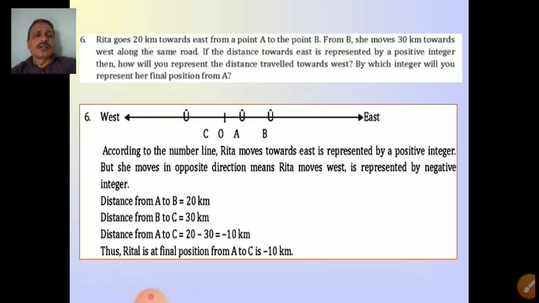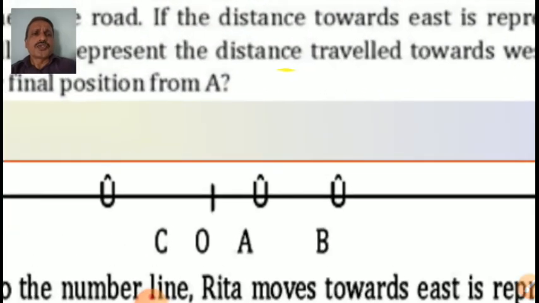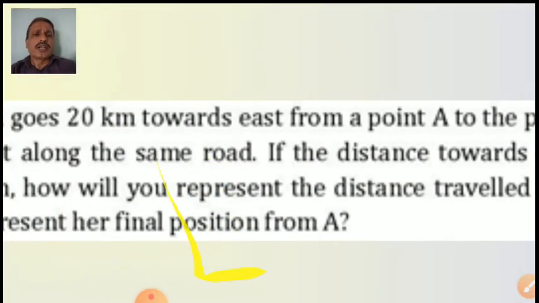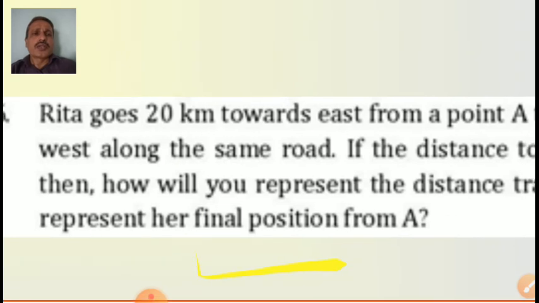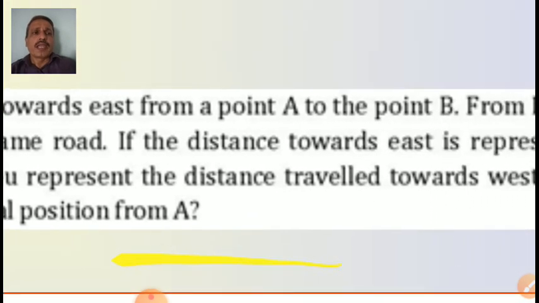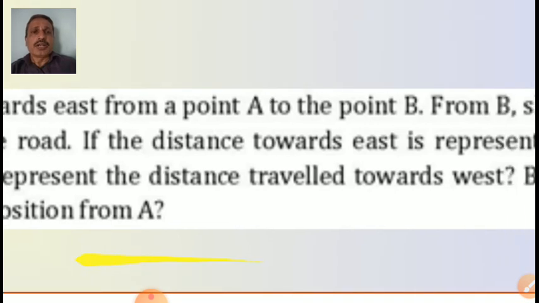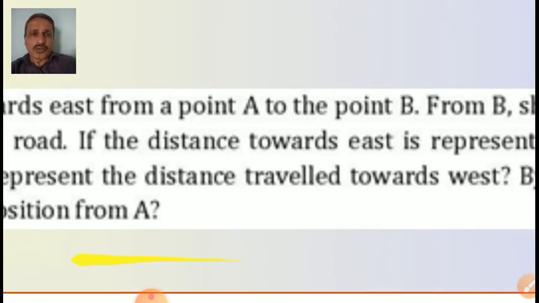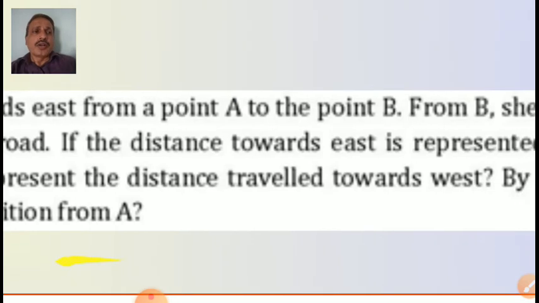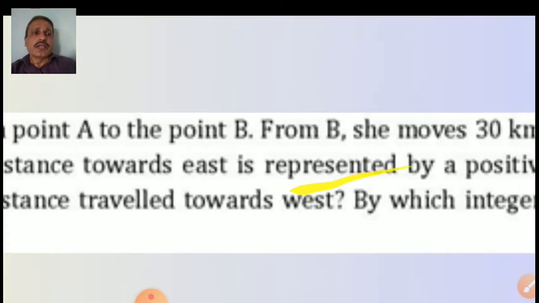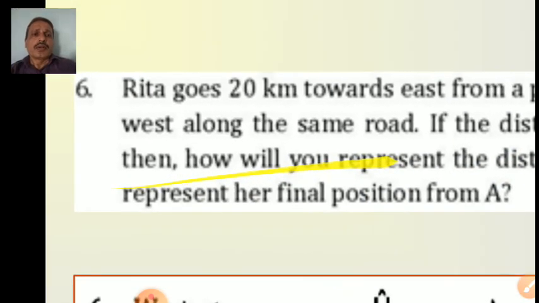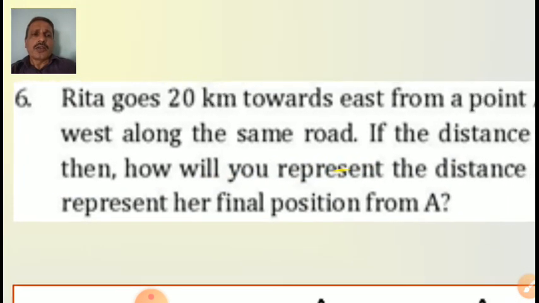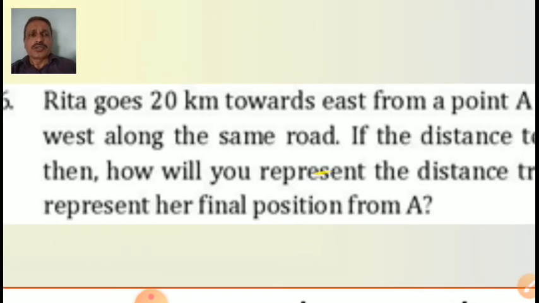Now look at the 6th question. Question number 6 is also very interesting. Rita goes 20 km towards east from a point A to a point B. East, west, north and south. You know the directions. From B, she moves 30 km towards west along the same road. First east, then west, the opposite direction.